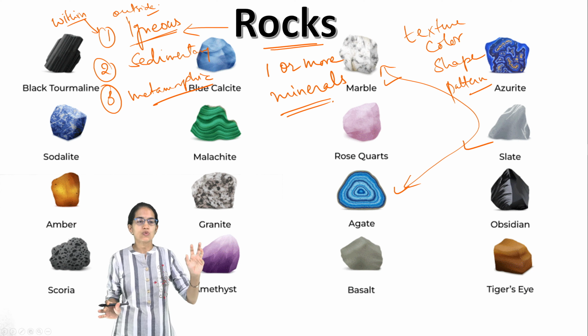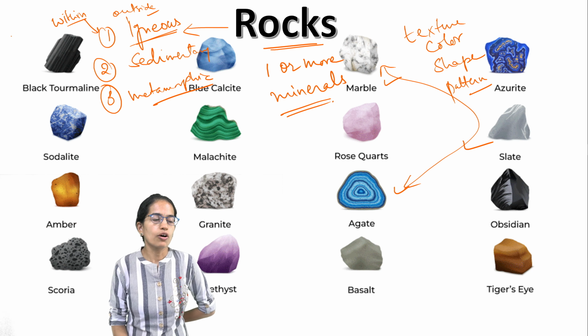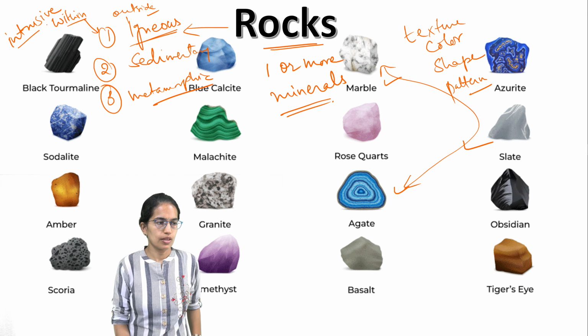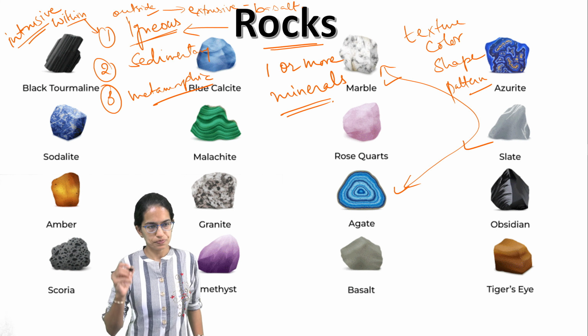So, when it is within the rock structure or within the earth structure, it is called intrusive. Granite is a good example. Outside, it is called extrusive. Basalt is a good example.